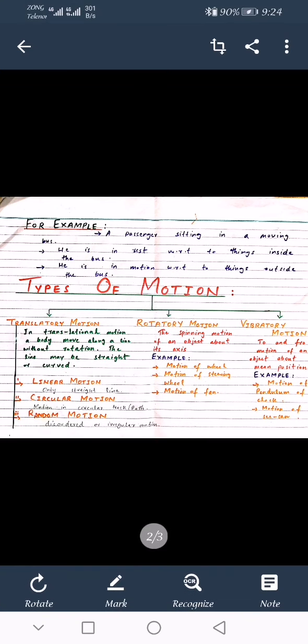The circular motion is the motion of an object in a circular path. For example, a toy train moving in a circular path, a stone revolving in a circular path. So these are the examples of circular motion.